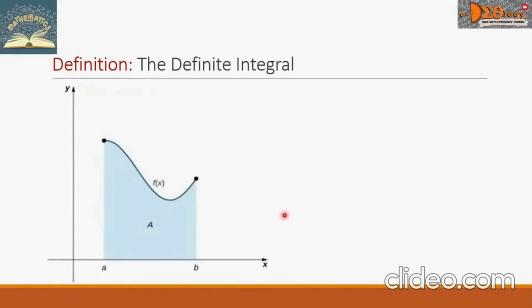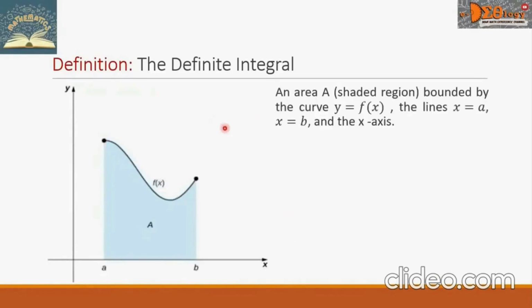For illustration, we have this figure. The area A, the shaded region, is bounded by the curve y equals f of x, the lines x equals a and x equals b, and the x-axis.